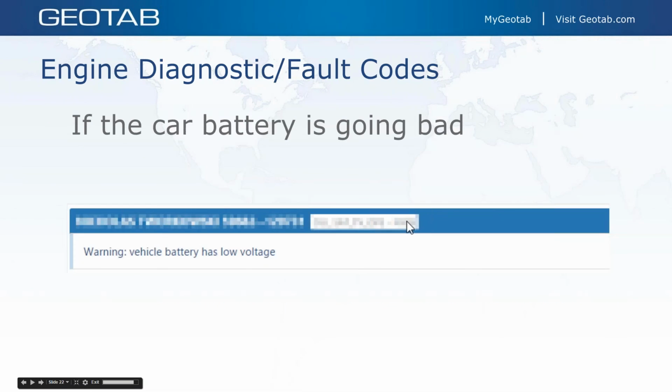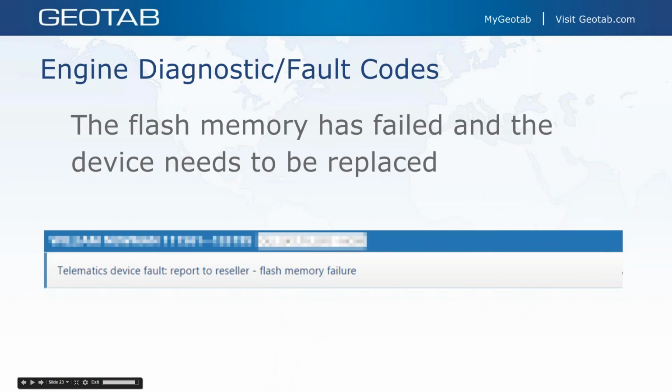If the car battery is going dead, it says, warning, that battery voltage is low. So this isn't an exception rule. This isn't coming from the rules engine. This is actually a fault the vehicle is triggering, or its battery voltage is too low for a quality connection. And this is another one. This is an actual failure on the Go device itself, and it says the telematics device, you need to report it to your reseller because your flash memory has an issue. In that instance, we just need to RMA the device and get you a new one.